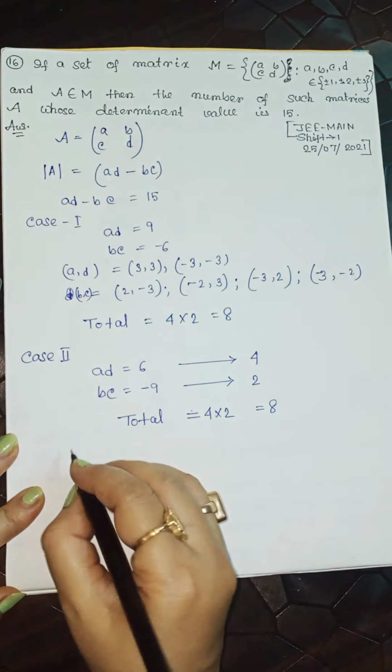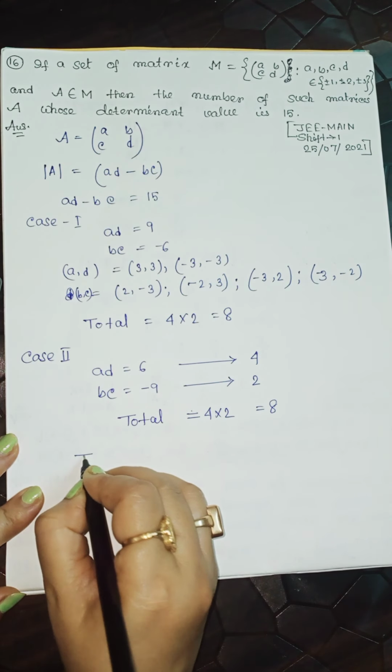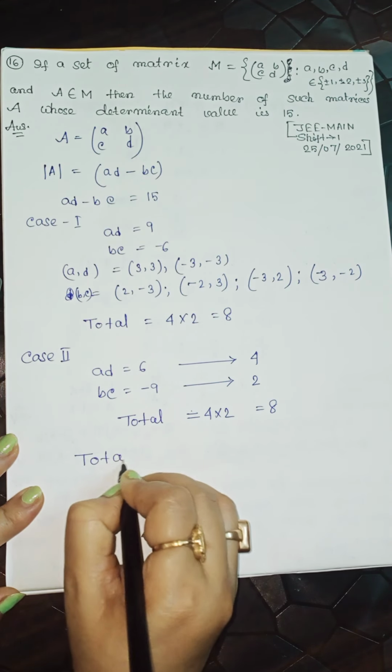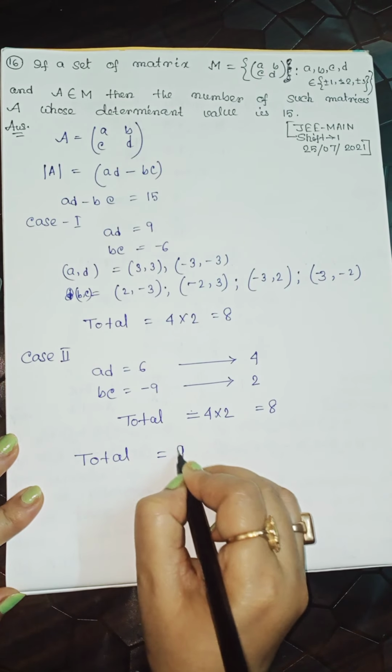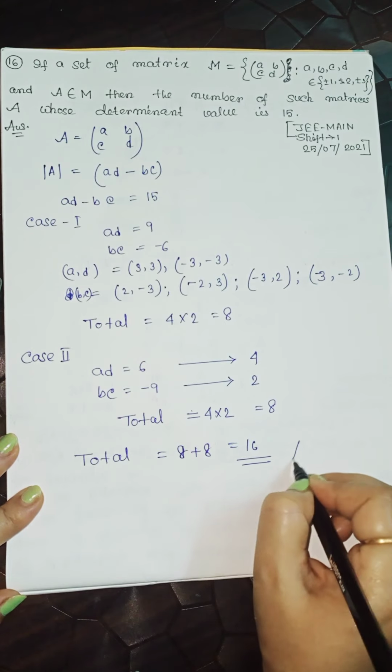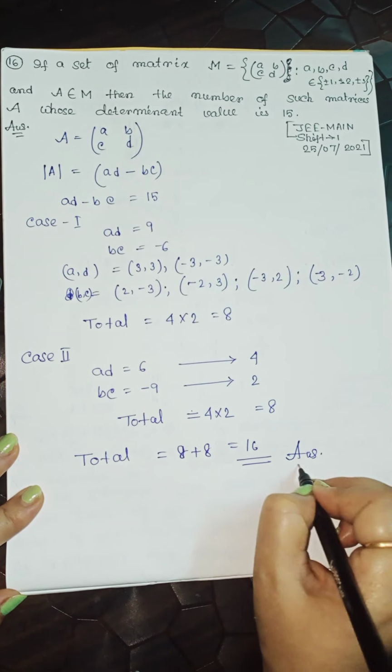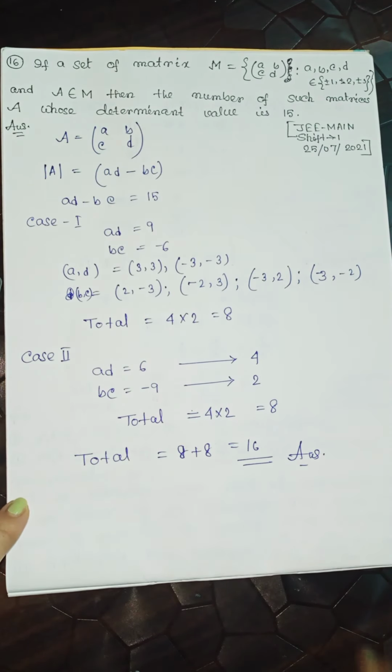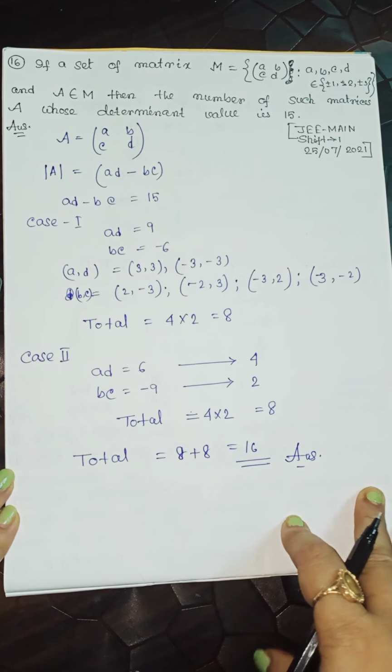So now the number of matrices in total is 8 plus 8 is equal to 16. So 16 matrices are formed here. So we reached our required solution. So these are the 3 solutions.